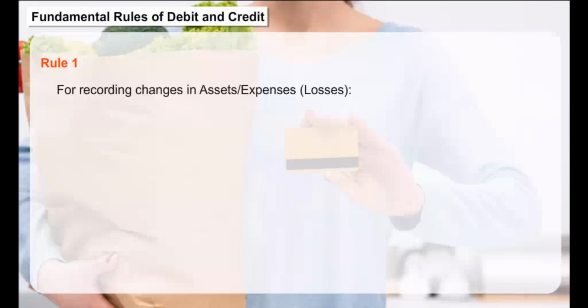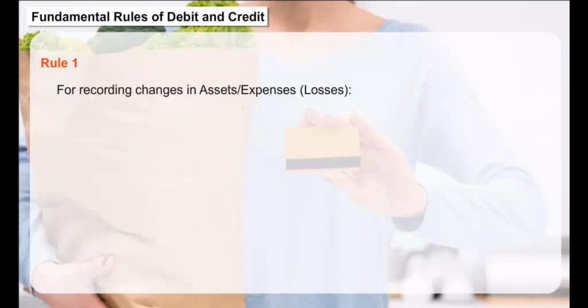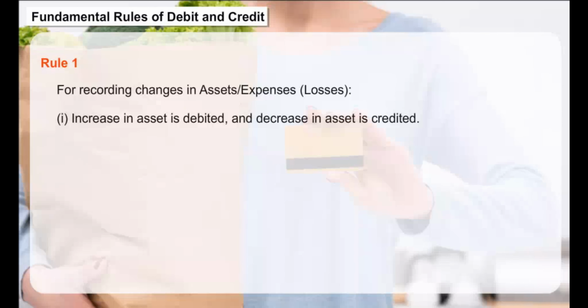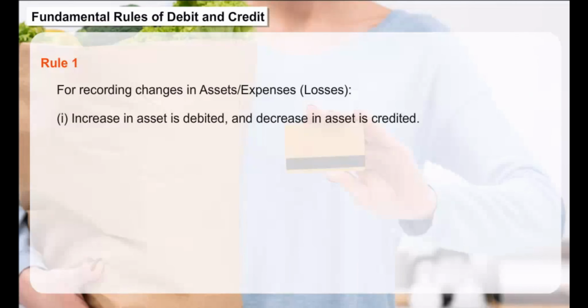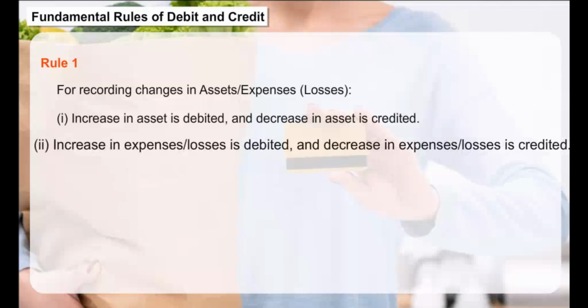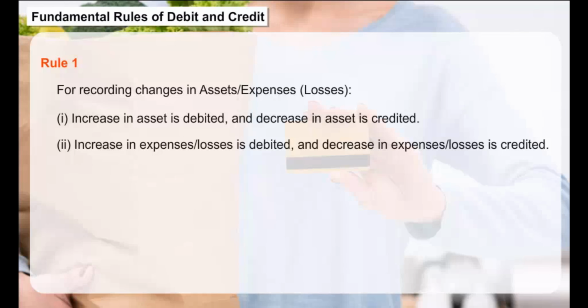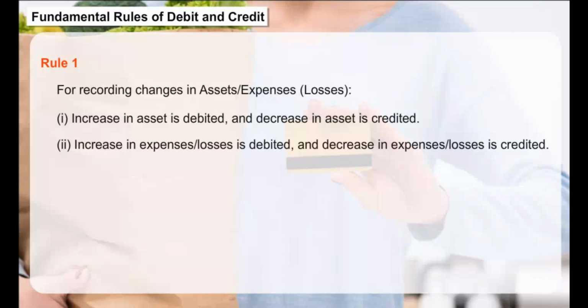For recording changes in assets or expenses or losses: 1. Increase in asset is debited and decrease in asset is credited. 2. Increase in expenses or losses is debited and decrease in expenses or losses is credited.